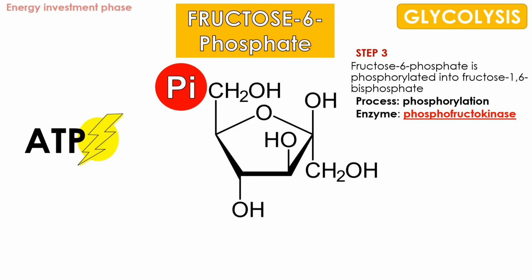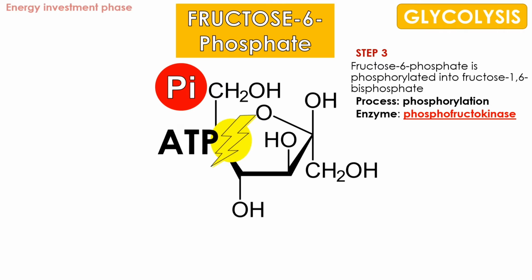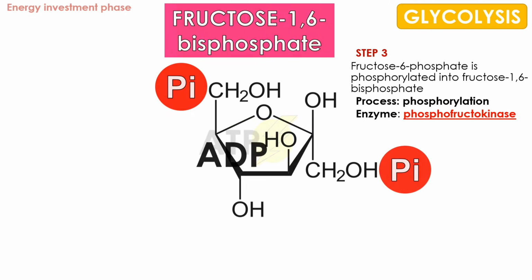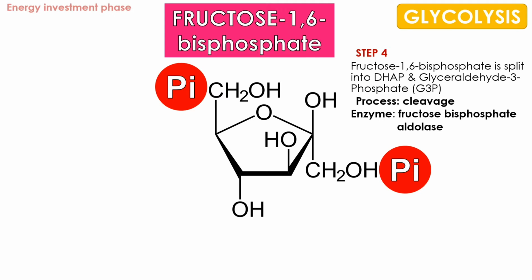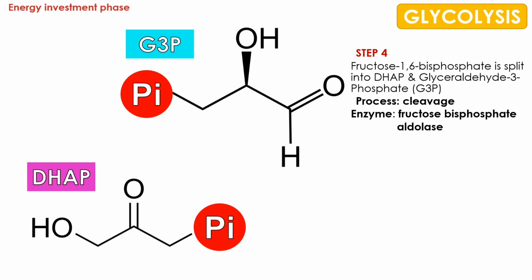In this step, phosphate from hydrolysis of ATP will be transferred to the carbon number 1 of the fructose. So now we have two phosphates attached to the carbon number 1 and number 6 of the fructose. The transfer of phosphate group from ATP to the fructose is catalyzed by enzyme phosphofructokinase. Next, in step 4, fructose 1,6-bisphosphate will be split into DHAP and glyceraldehyde 3-phosphate, G3P.